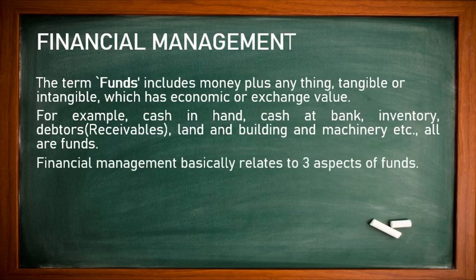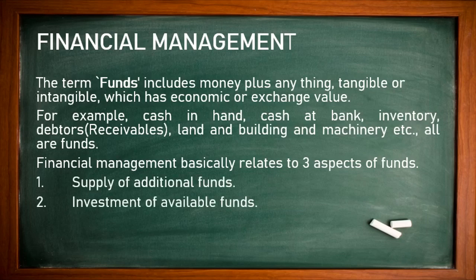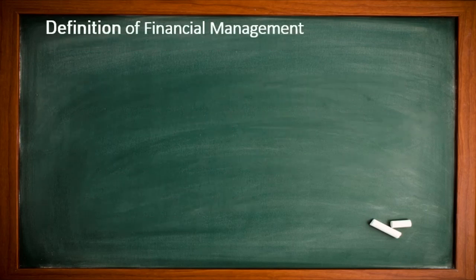Financial management is basically related to three aspects of fund. The one, supply of additional fund. The two, investment of available fund. Three, distribution of profit. These three are, we can say, the pillars of financial management. Financial management cannot deal with any fund if they don't have a full understanding and vision of these three. So these three particular parts are very important for any financial manager to understand in the proper way.